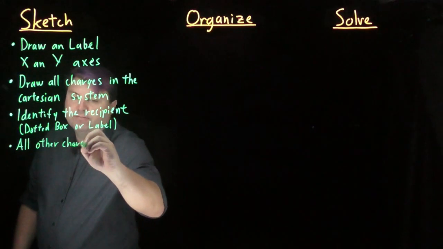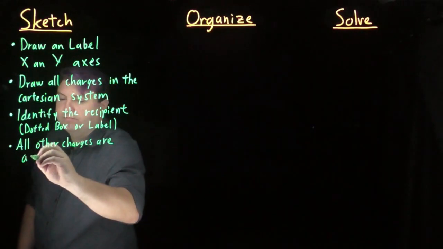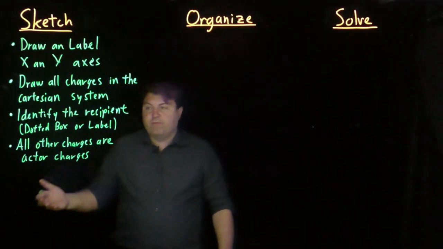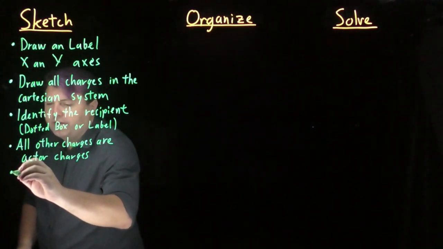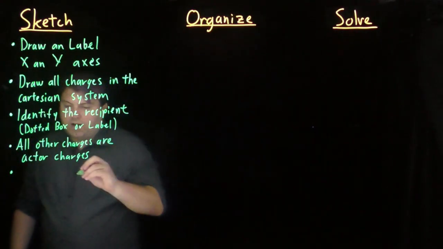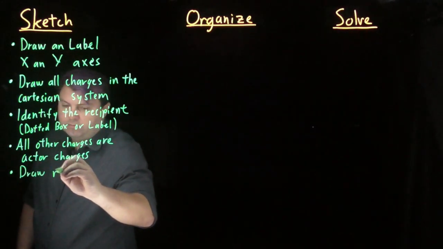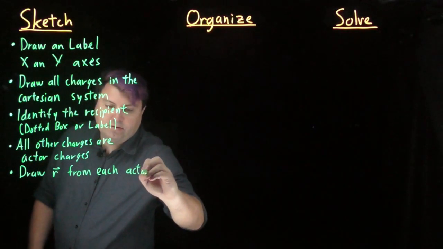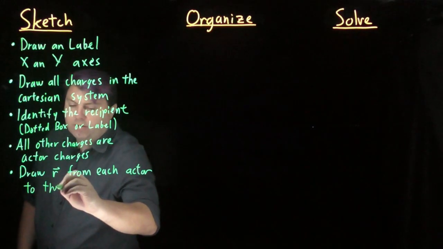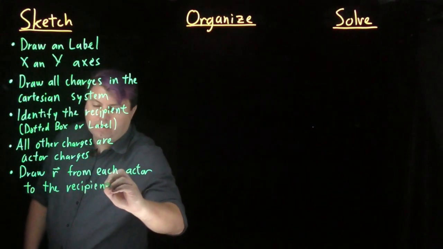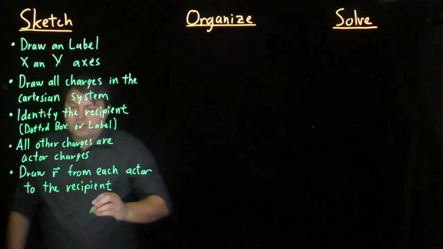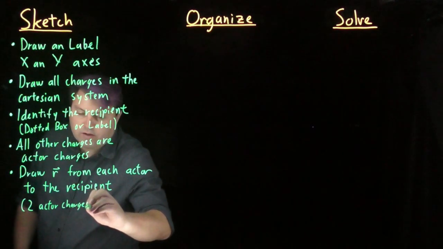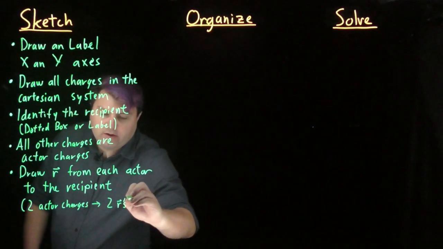Once we've drawn all our charges and identified the recipient, all other charges are actor charges. They will be acting upon our recipient with a force, right? They are responsible for a force, so they are actors or agents. And so then we want to draw our vector from each actor to the recipient. So for example, if we have two actor charges, this means we will have two r vectors.